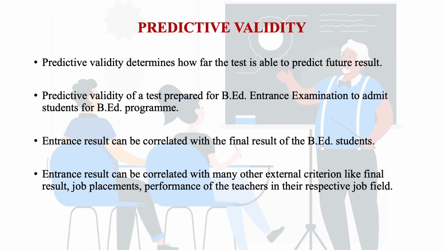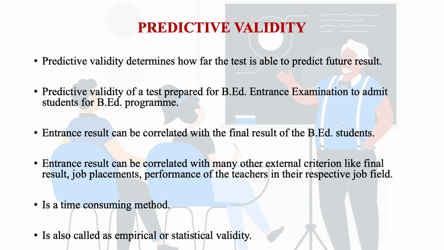But the situations of prediction may be different. Here, the entrance examination result can be correlated with many other external criteria like the final result, job placement, and performance of the teachers in their respective job field. So friends, it is a very time consuming method and is also called the empirical or statistical validity method, because here we are using the correlation method.